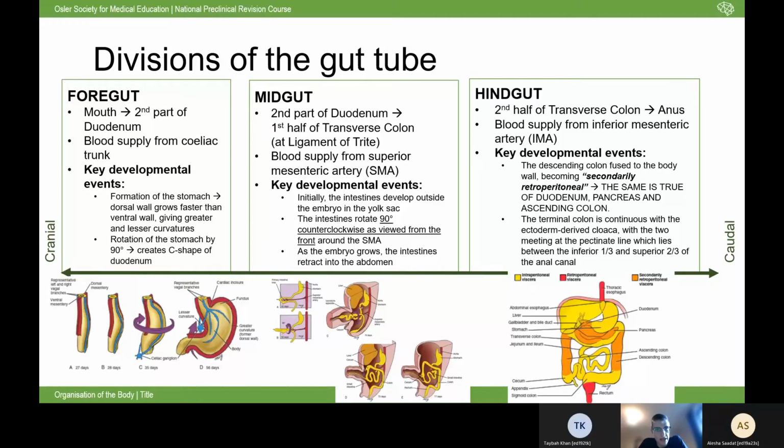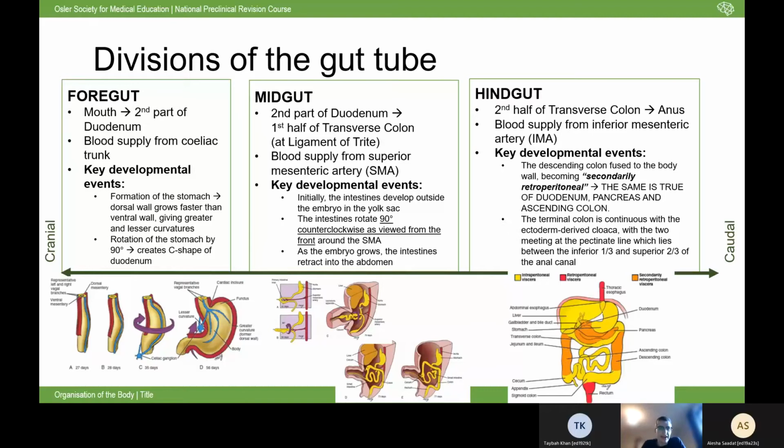Now the midgut, we're thinking about the second part of the duodenum and the small bowel, and then the ascending and first part of the transverse colon. This is a long bit of bowel, and it grows and grows and grows during development, and actually initially most of it grows outside the body. It's herniated through and out into the yolk sac, which is what allows it to grow so much and to get so long and to fold and form that shape that we're used to.